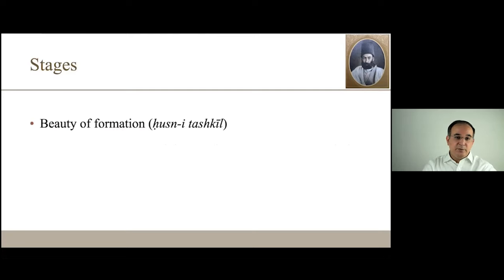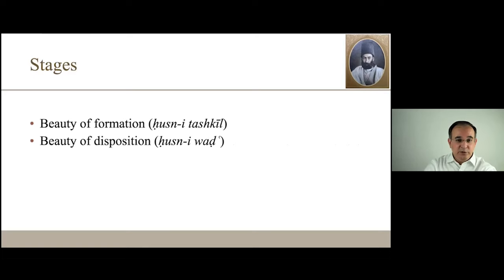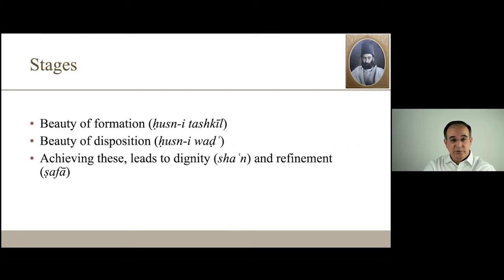So these are some of the stages used in the literature. They use these terms to refer to different stages of having learned calligraphy. So you've got beauty of formation, you've got husn tashkil, when you put letters and words together. You've got the beauty of disposition, husn baz, that's the kind of position that you have for different letters in relation to different words in relation to other words.